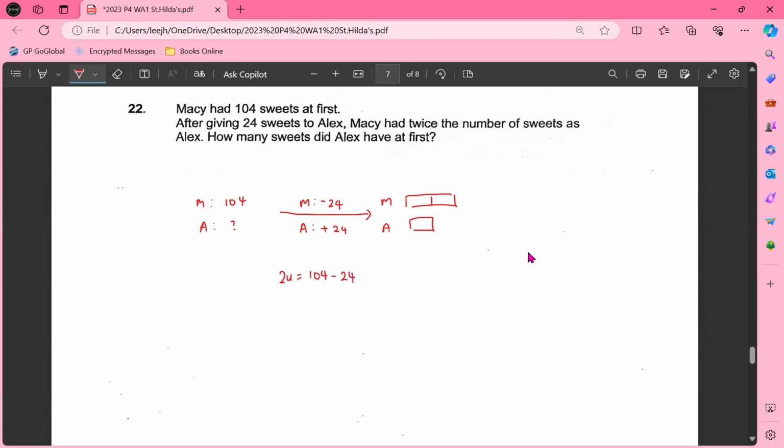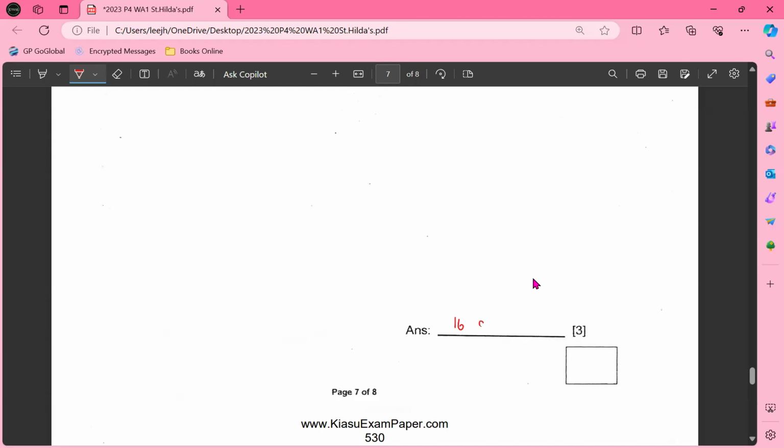104 minus 24, 80. So look for 1 unit. 80 divided by 2, 40. So this is 40. So that means Alex has 40 sweets after receiving 24 sweets from Macy. So how many sweets did Alex have at first? So I work backwards. So this is Alex in the end. So before that means you have to work backwards, minus away 24. So 40 minus 24. Your answer is 16 sweets. So please write down here 16 sweets. Always finalize your answer, okay?